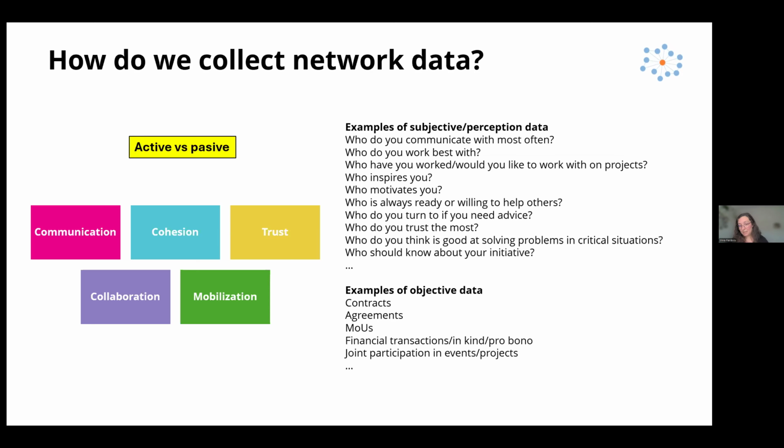And then with examples of objective data, you can look at contracts, agreements, memoranda of understanding, financial transactions, in-kind transactions, pro bono services, joint participation in events and projects, and so on. So you can look at different types of collaboration, partnerships, and other interesting data that you want. And there are typically two ways of doing it: active and passive. Active means you're asking directly the actors and the participants, and passive means you collect data about them.